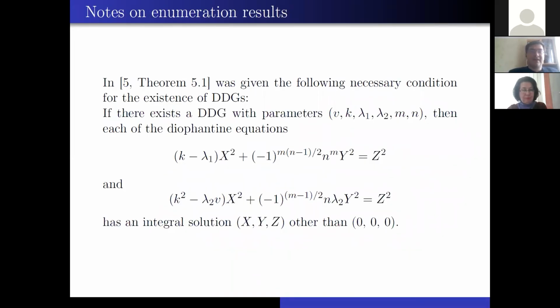In a paper by Himmers-Kargani and Malenberg, the following necessary condition for the existence of divisible design graphs was given. If there exists a divisible design graph with parameters v, k, lambda 1, lambda 2, m, n, then each of the following Diophantine equations, you can see those equations on the screen, has an integral solution x, y, z other than three zeros.